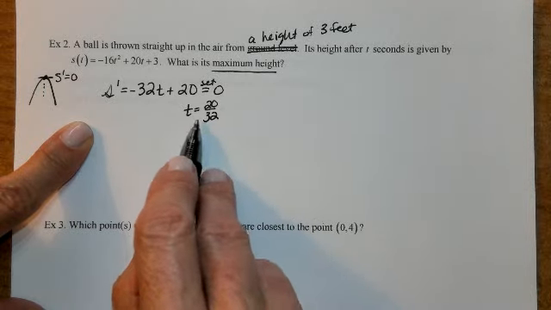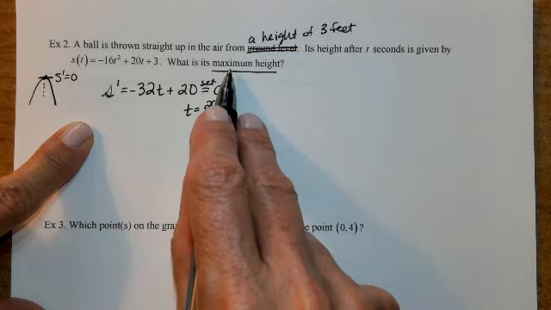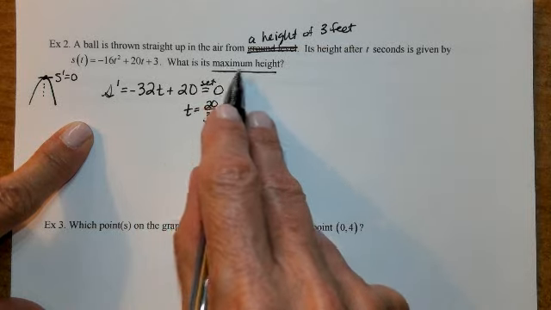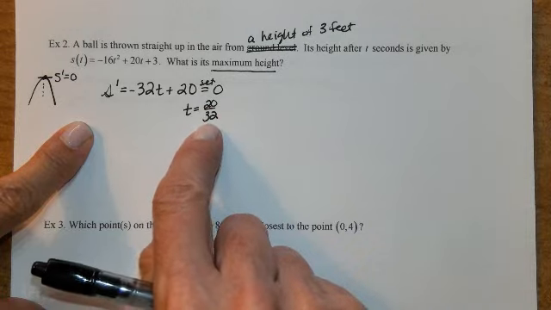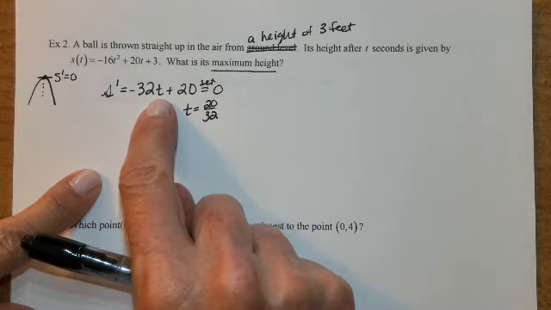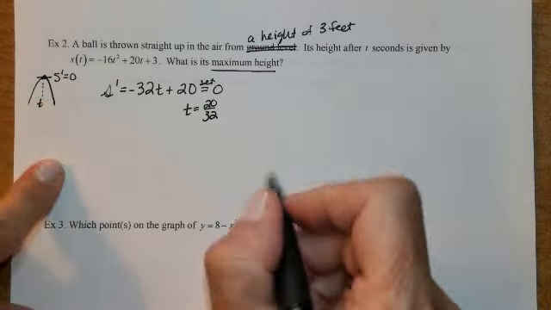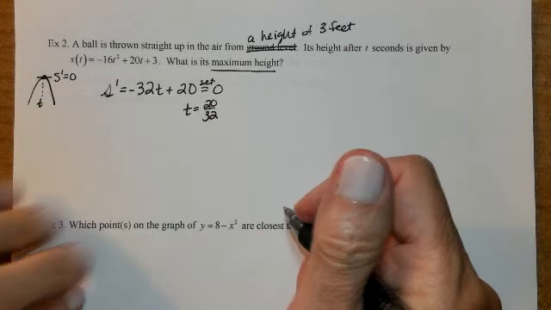that was it. So now I'm going to answer the question being asked. What are we being asked? We're asked for what is its maximum height. Is this the maximum height? No, that is the time at which the maximum height occurs. So that's the t value. I want the s value, right?